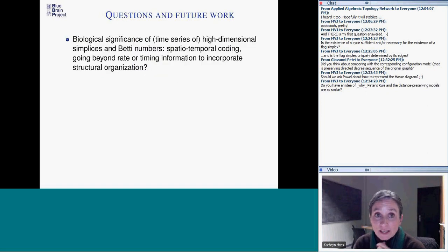Okay. So, questions. What is the topology of any theory? What are we seeing with this topology? Biological significance. Is this some sort of spatiotemporal coding? When we're talking about neural coding, one often talks about rate coding or spatial coding, but this seems to take spatial relationships and time into account at the same time. It's a pretty interesting way of thinking about neural coding.